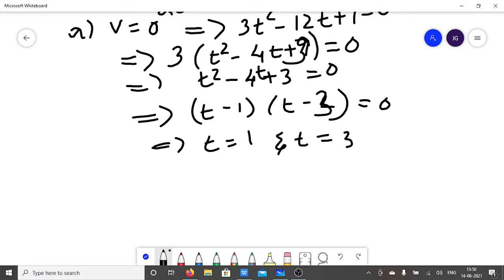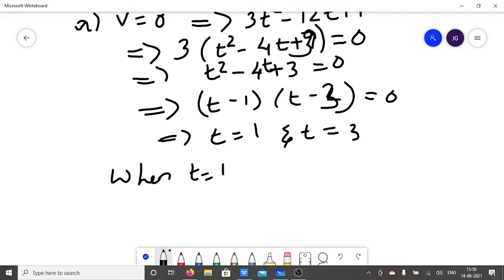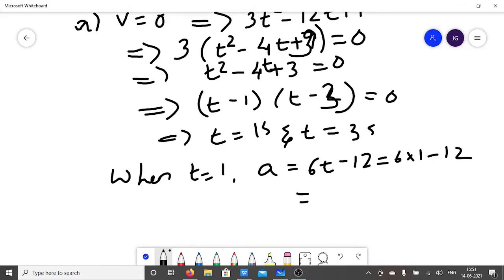So we have to find the body's acceleration. When t equal to 1, acceleration a is equal to 6t minus 12, which is 6 into 1 minus 12, equal to 6 minus 12, equal to minus 6 meter per second square.